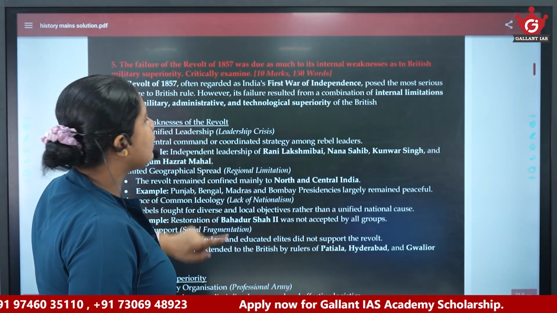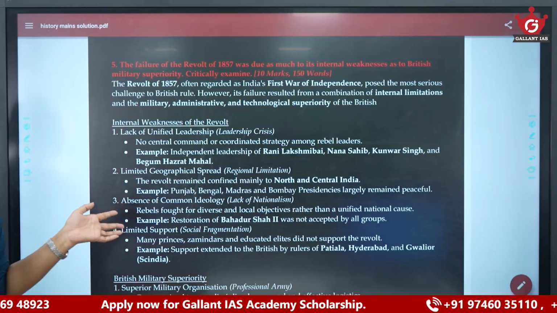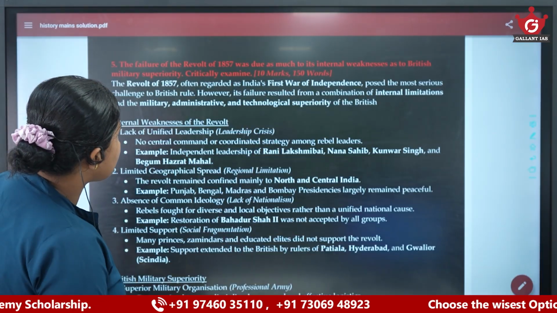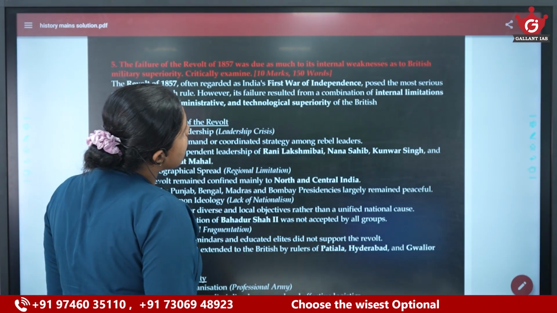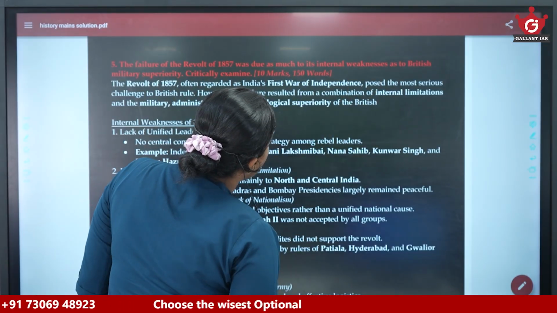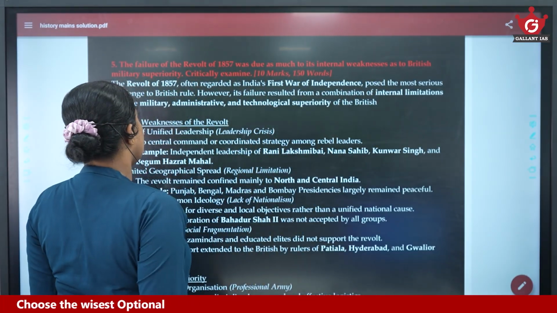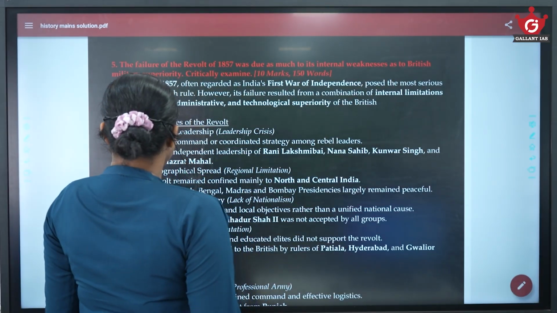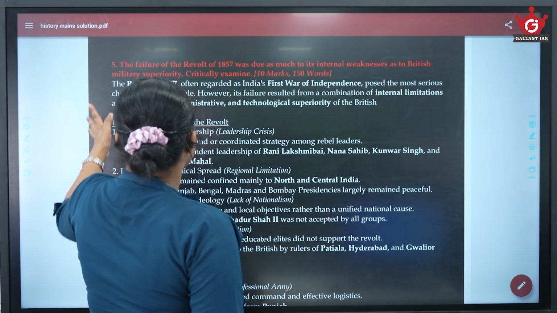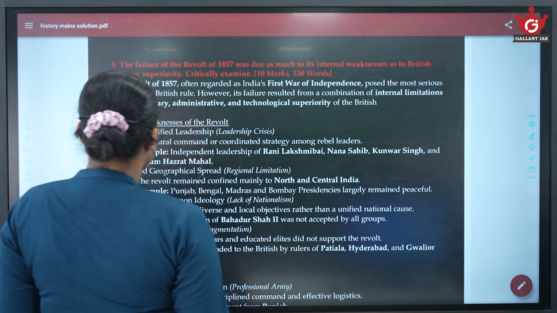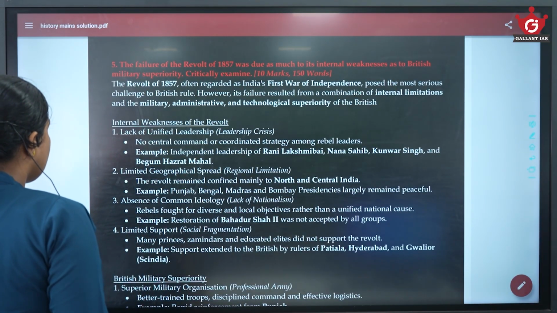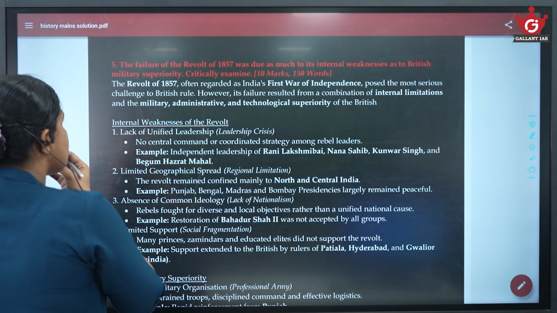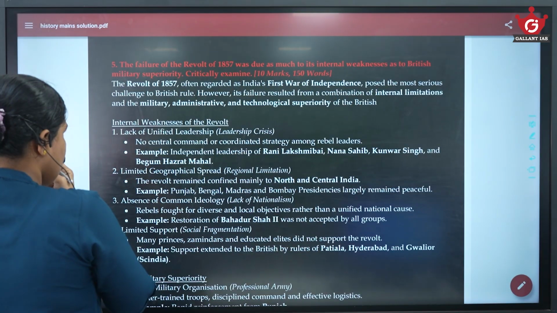This question is regarding the revolt of 1857. This is again a typical classic area for UPSC. The failure of the revolt of 1857 was due as much to its internal weakness, first part of the question, as to the British military superiority. Critically examine. You have to write both parts of this question. Give a good introduction. The revolt of 1857, often regarded as India's first war of independence, posed the most serious challenge to British rule. However, its failure resulted from a combination of these factors.